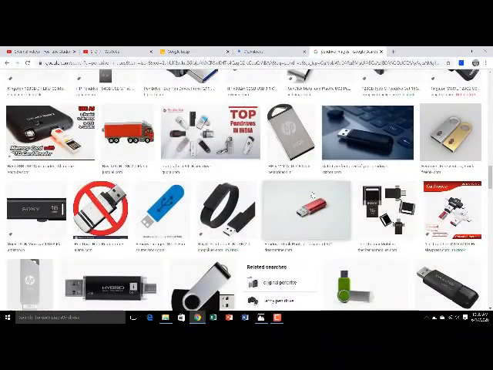So this is an external device. You can attach this kind of external device to your computer or laptop, or you can store data in this device and move it from one computer to another. So this is an external storage device. Now we will see the images.